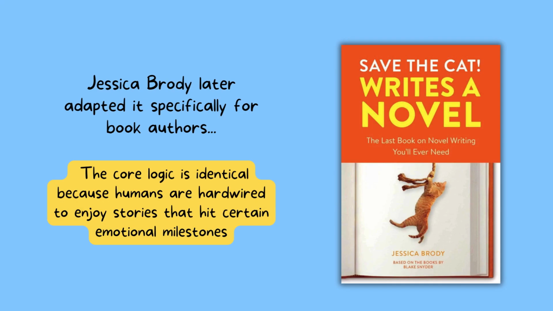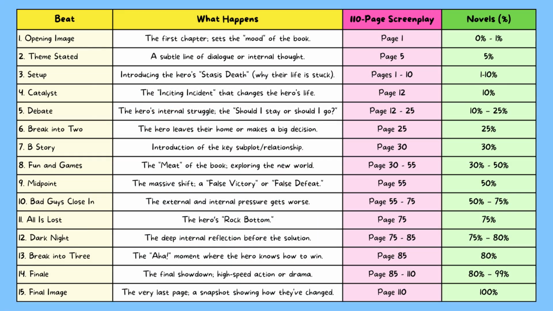A writer named Jessica Brody eventually took Snyder's framework and adapted it specifically for book authors in Save the Cat Writes a Novel. And the core logic is identical, because humans are hardwired to enjoy stories that hit certain emotional milestones at certain times. The original beat sheet used page numbers from a 110-page screenplay.